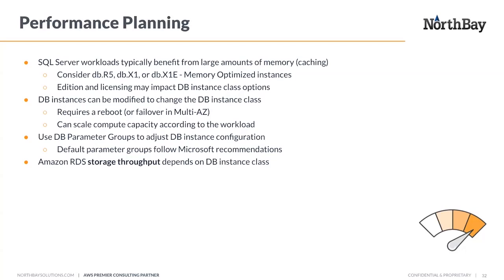A DB instance can be modified to change the DB instance class. We talked about that. Use DB parameter groups to adjust DB instance configuration, right? DB parameter groups are a set of database parameters that a given instance should pick up automatically when you are spinning up an instance, right? So you can create parameter groups and the DB instance can read that and implement it. You can think of it as a template that you want for every DB instance. Amazon RDS storage throughput depends on the DB instance class, right?